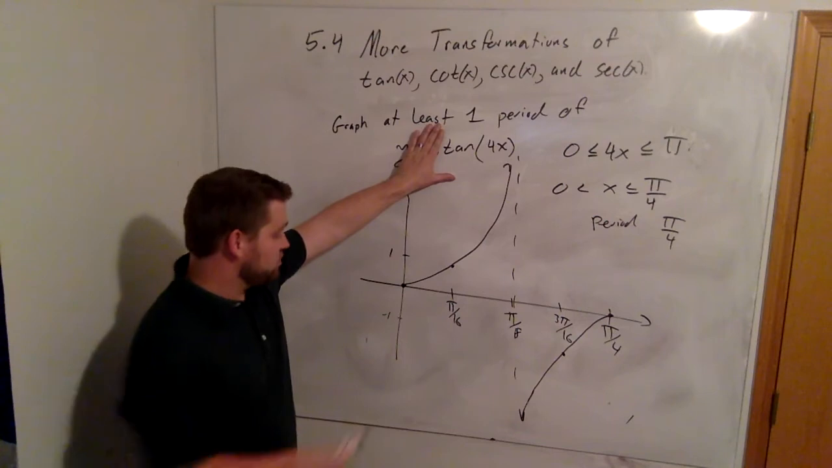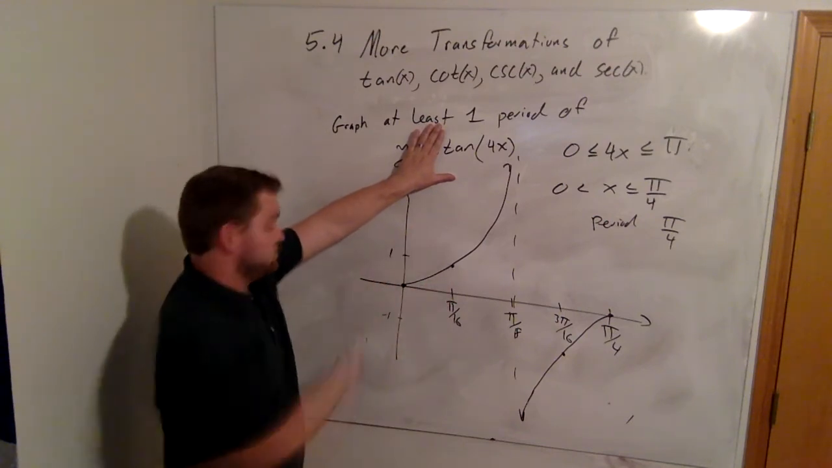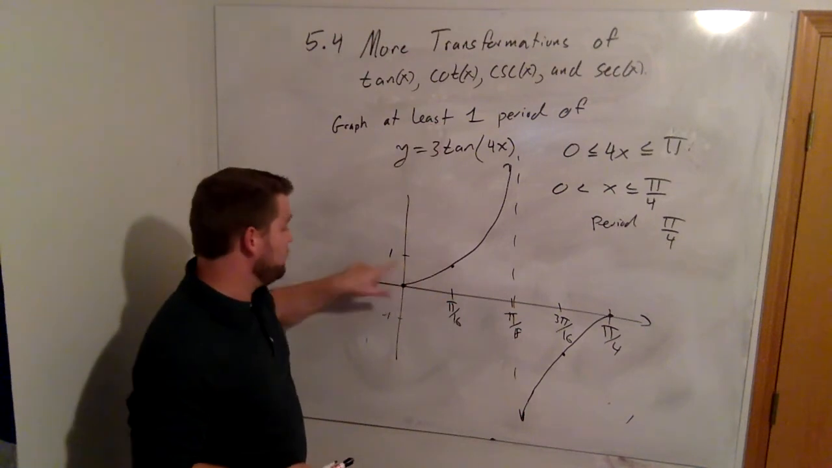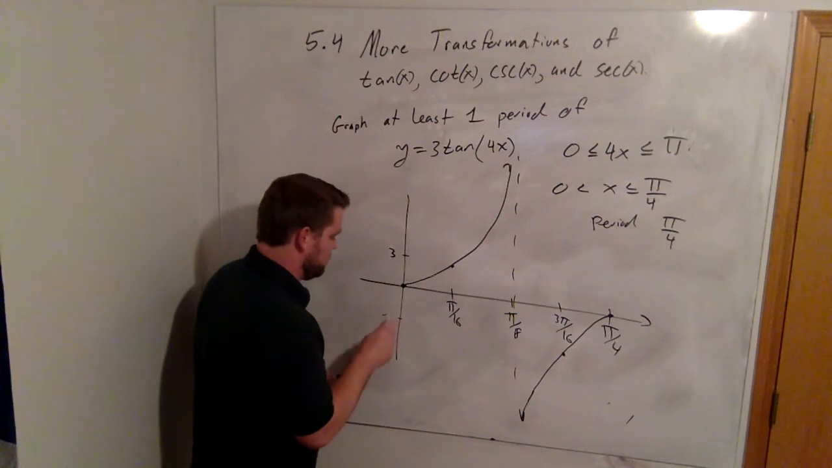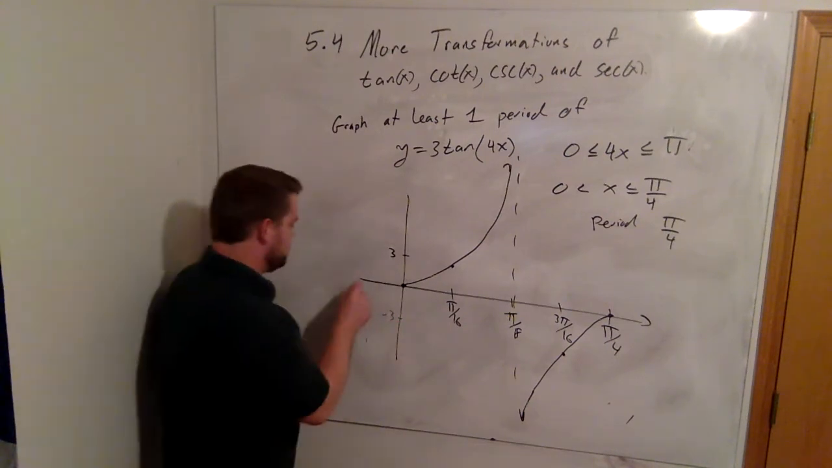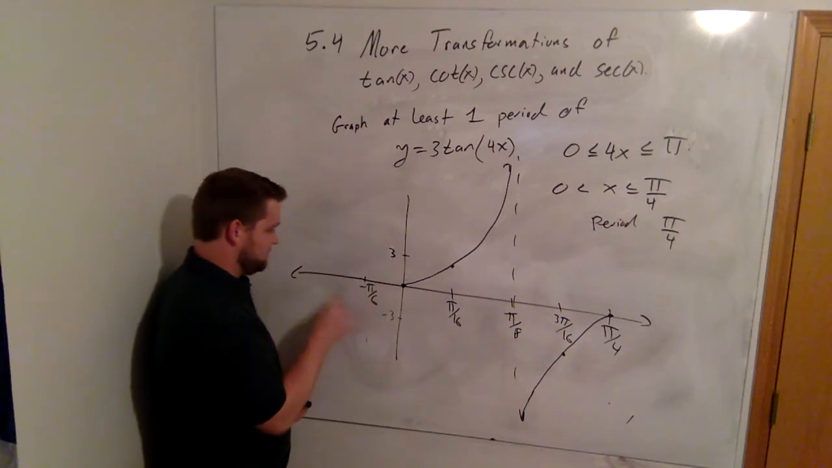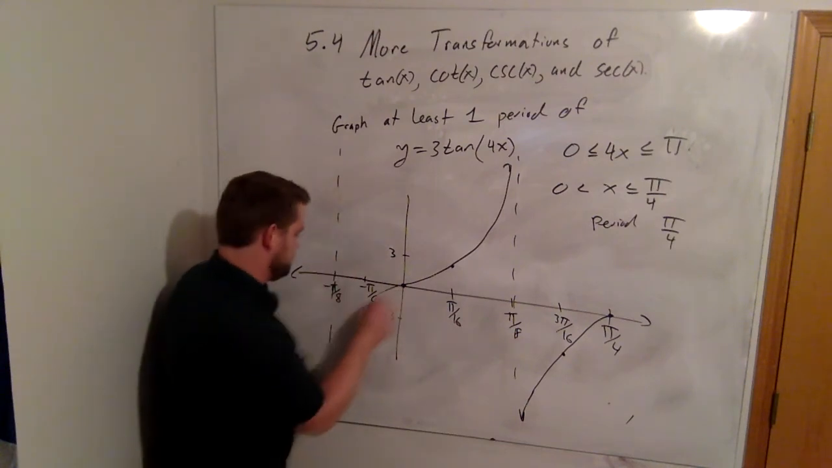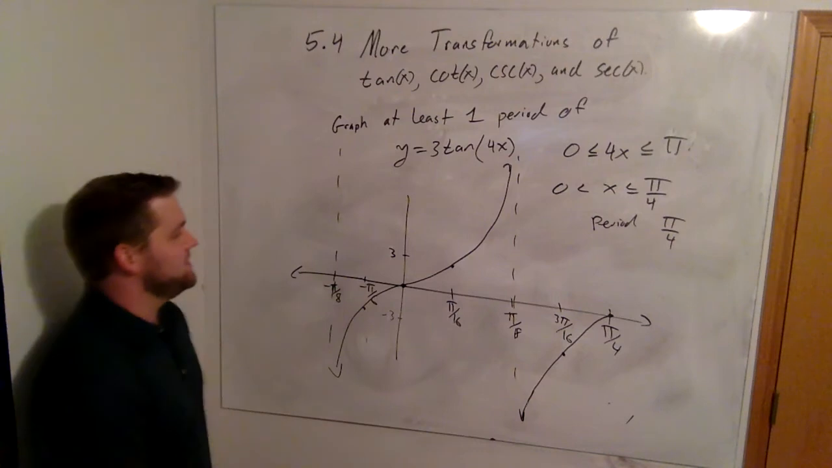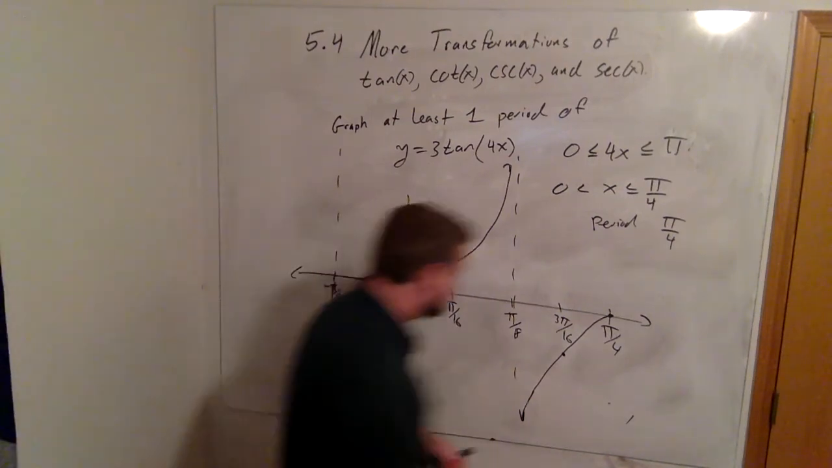But now what we're doing is taking all these outputs and multiplying them by 3. So I'm just going to change the scaling here. This output won't be 1 anymore, this output will be 3. And this output here will be -3. If you wanted to keep graphing this way, it would be -pi/8. I can mark this here. And here's a graph of 3 tangent of 4x. Okay, let's do one more.